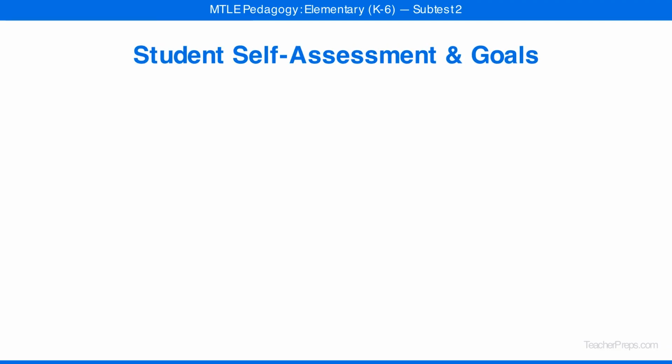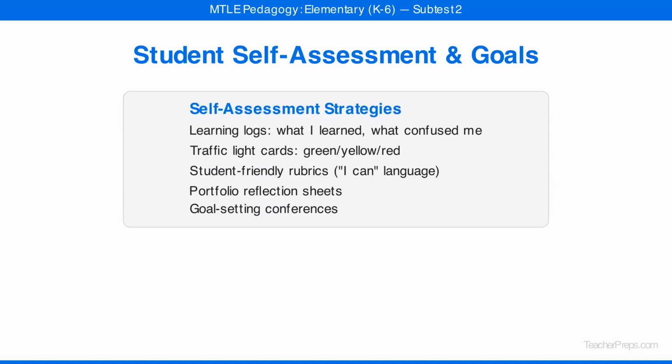Student self-assessment is a metacognitive skill that develops with practice and scaffolding. The exam will test your ability to help students evaluate their own learning. Specific self-assessment strategies for elementary students include learning logs, where students write about what they learned and what confused them; traffic light cards, where green means I get it, yellow means I'm not sure, and red means I need help. Student-friendly rubrics written in I Can language, portfolio reflection sheets where students choose their best work and explain why, and goal-setting conferences between teacher and student.